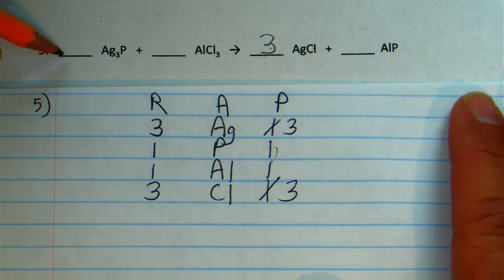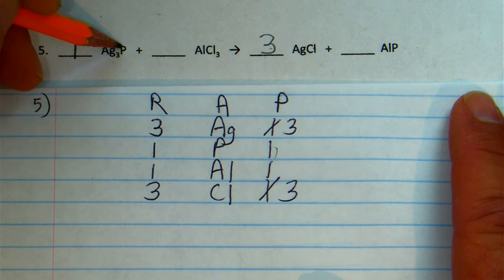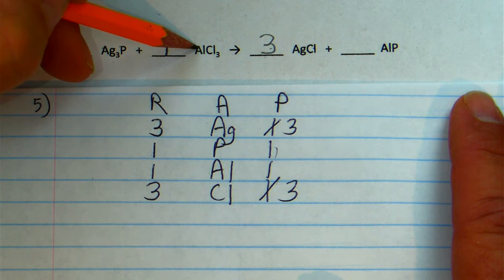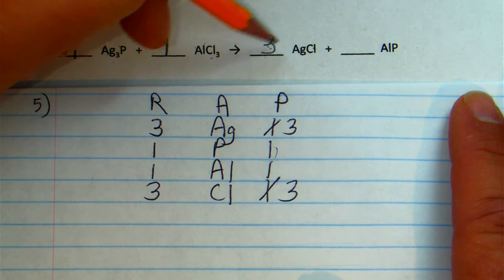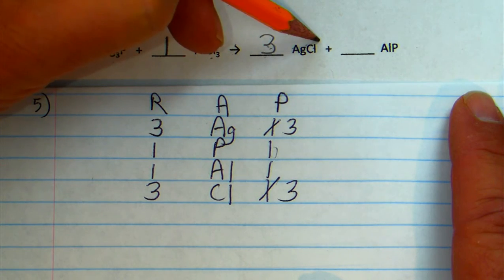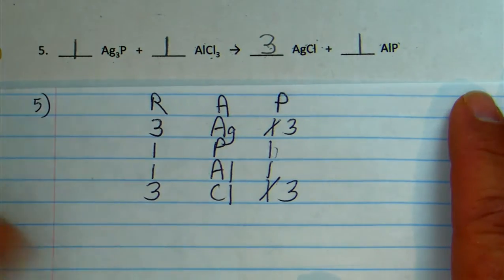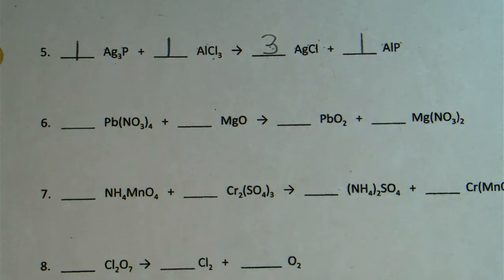So the solution for number 5, the balanced chemical reaction is 1 molecule of silver phosphide combines with 1 molecule of aluminum chloride to produce 3 molecules of silver chloride plus 1 molecule of aluminum phosphide. All right, do number 6.